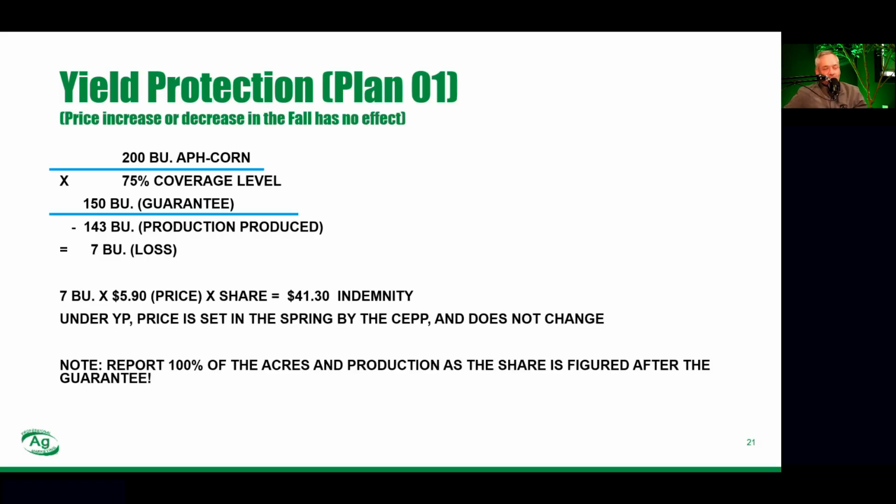I'm going to multiply that 7 bushels times our spring price. In our example, I'm going to use $5.90 for a spring price. Obviously, this example was run a few years ago because we aren't anywhere near $5.90 now. But 7 bushels times our $5.90 spring price times our share, I'm going to assume share is 100% in this case, creates a $41.30 indemnity. Okay.